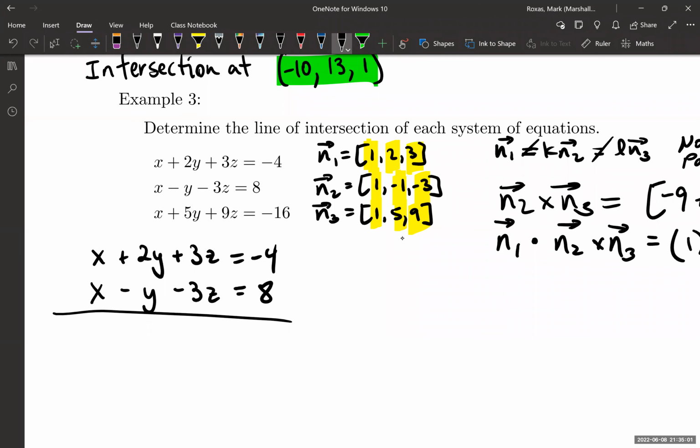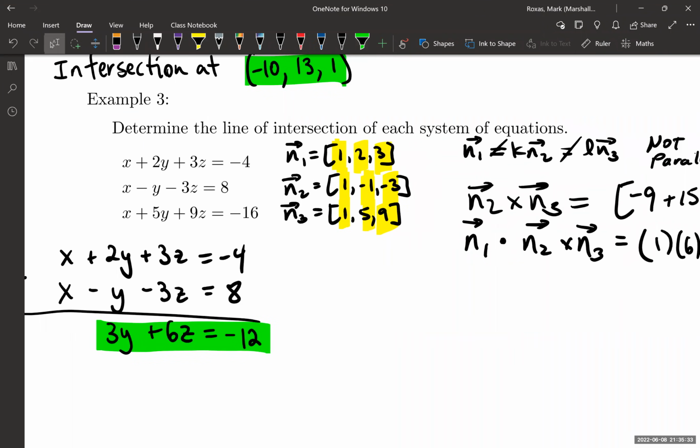x minus x is 0. 2y take away a y is... so remember, we're subtracting. Whoops. So 2y take away a minus y is 3y. 3z take away a minus 3z is plus 6z. And then -4 take away 8 is -12. And this time, I'm not going to rearrange this. I'm just going to keep this 3y plus 6z equals -12.